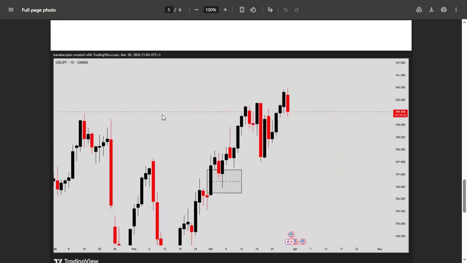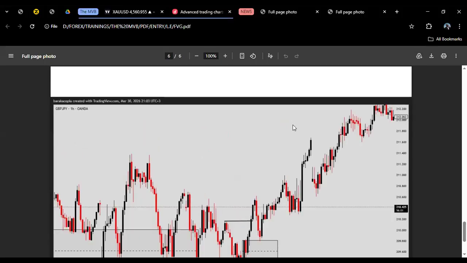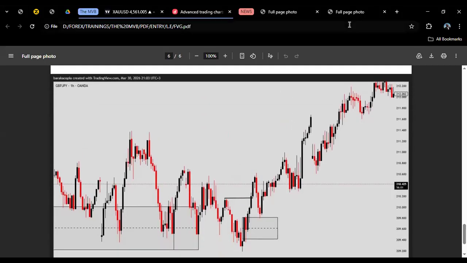Reaction in the daily fair value gap, change of character with inside formation, boom. See that? That's how I do it with the fair value gap. So I don't use fair value gap as an entry. I use it as a point of interest.